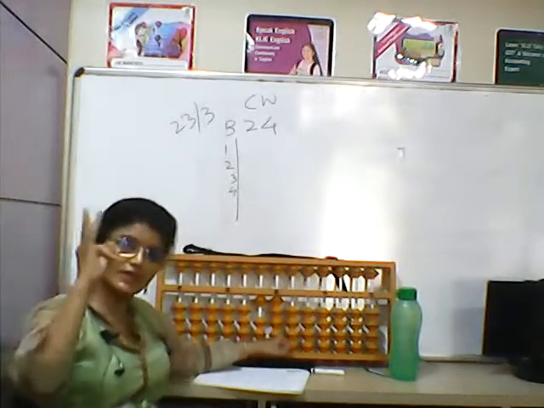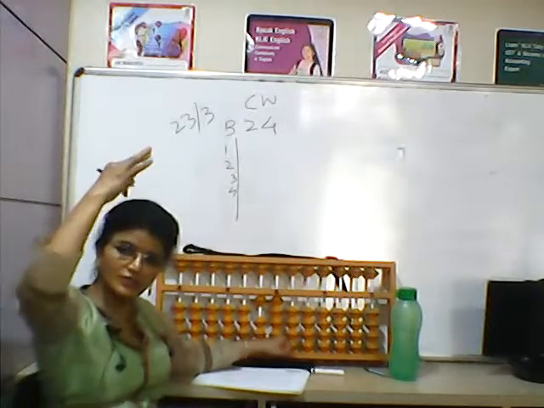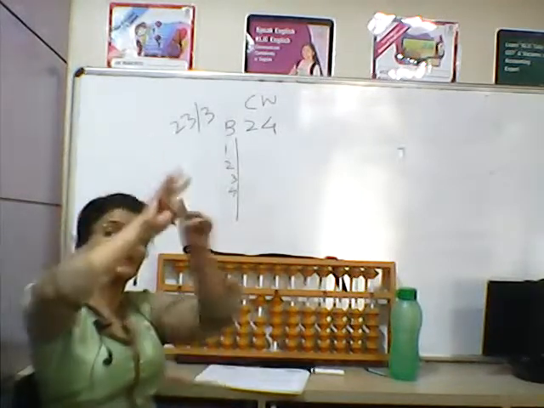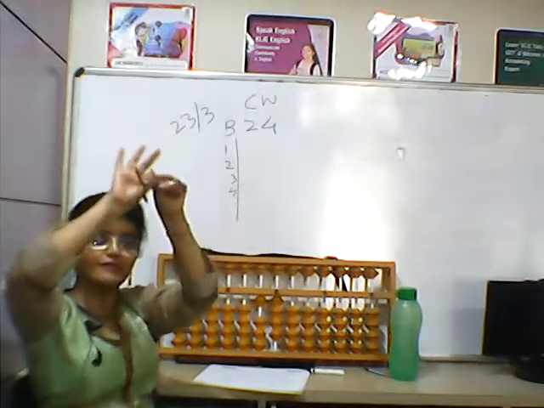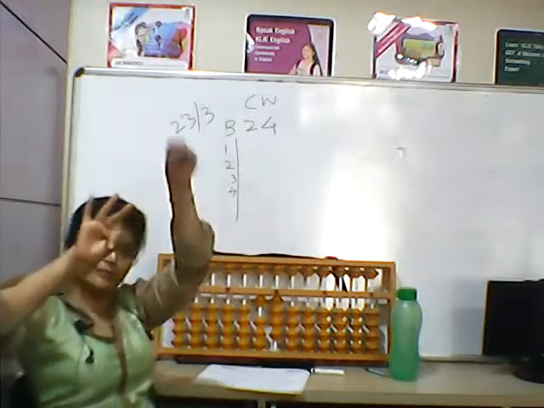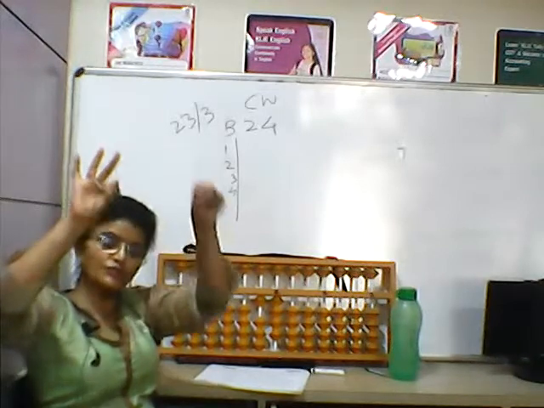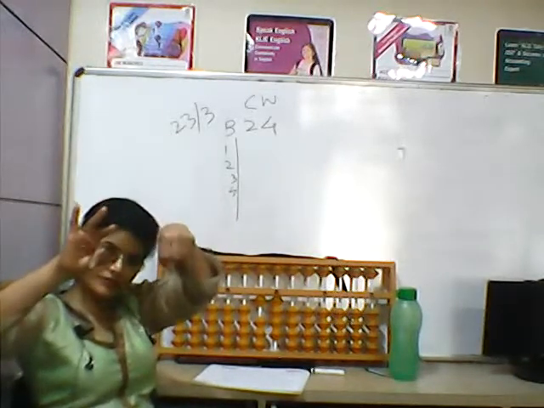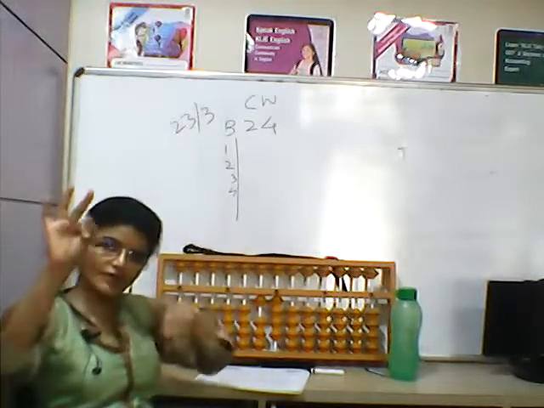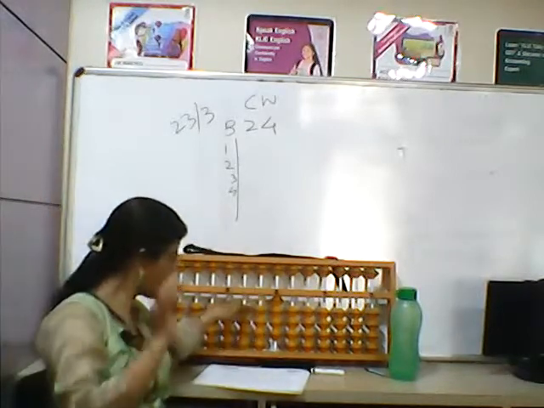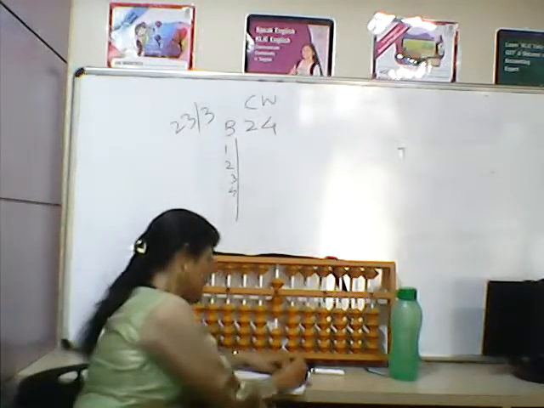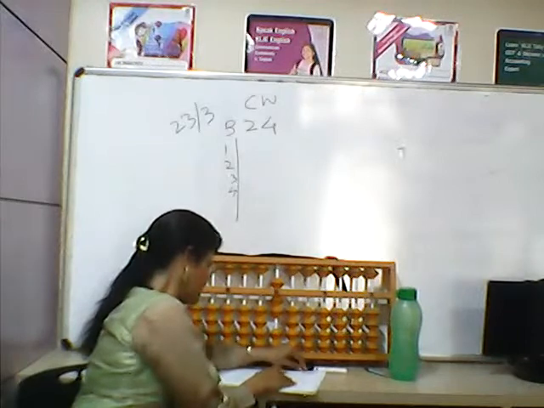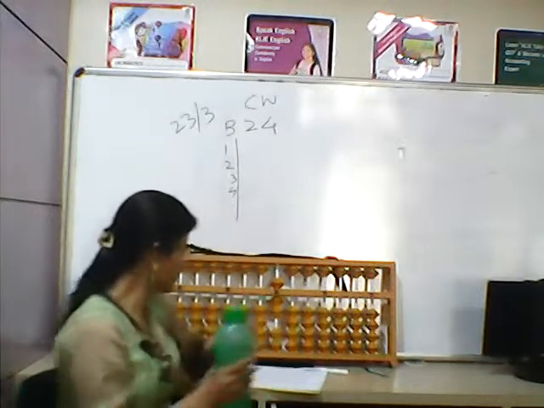Plus 3 to nahi hai. So make complement. Minus 10 plus 5, minus 2. 10 down, 5 down, 2 down, that is 7. Now go to sum number 6.